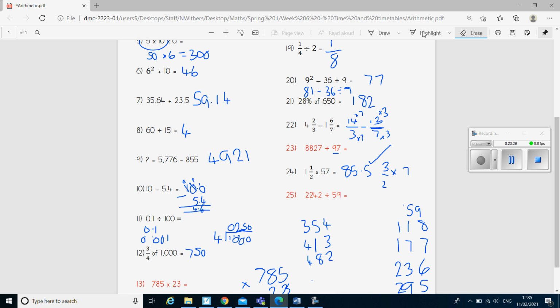Okie dokes, let's attempt the division then. Running out of space, aren't I? Let's squeeze it in. 2242 divided by 59. Okay. How many times does 59 go into 2? It doesn't. Carry my 2. How many times does 59 go into 22? It doesn't. So I'm going to carry my 22. How many times does 59 go into 224? Ooh, we can do that. 1, 2, 3. And that's as far as we can go. We can't go to 236. So we can do 3.